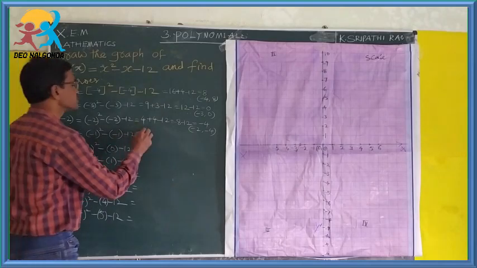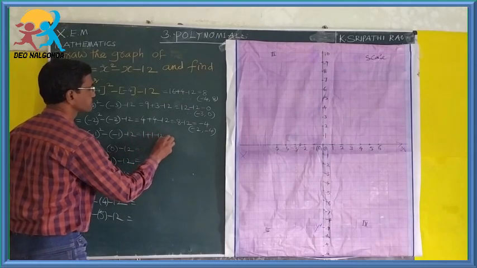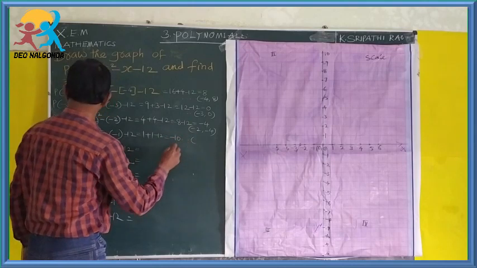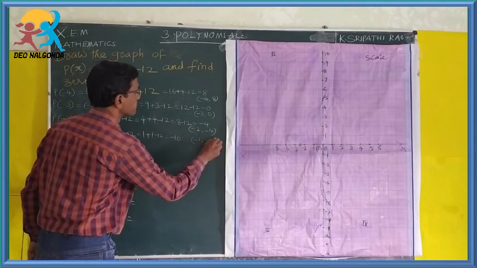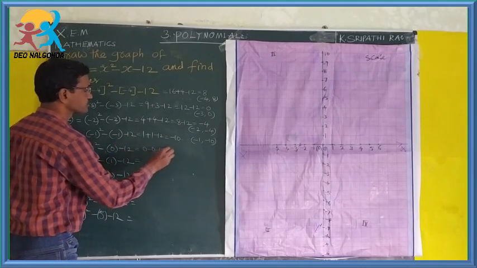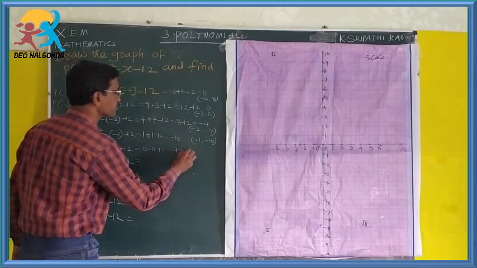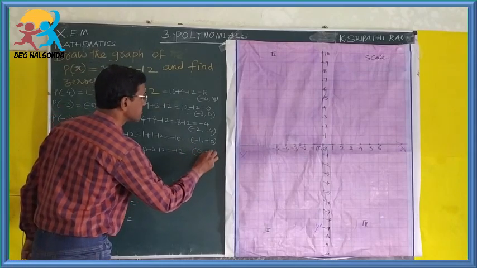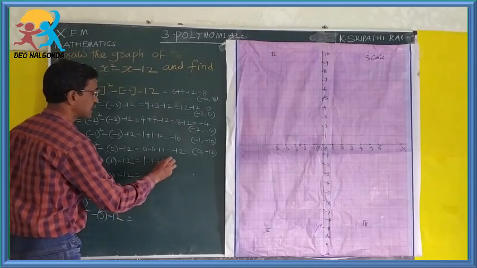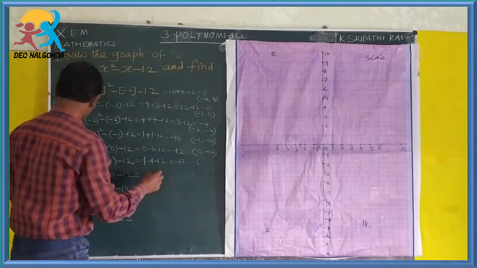Here minus 1 squared means 1, minus into minus plus, plus 1 minus 12. 2 minus 12 is equal to minus 10, hence the point is minus 1 comma minus 10. Here 0: 0 minus 0 minus 12 means minus 12 only. By simplifying we get 0 comma minus 12. Next here 1 minus 1 minus 12, plus 1 minus 1 cancel, here minus 12, so we get for x = 1, the point 1 comma minus 12.